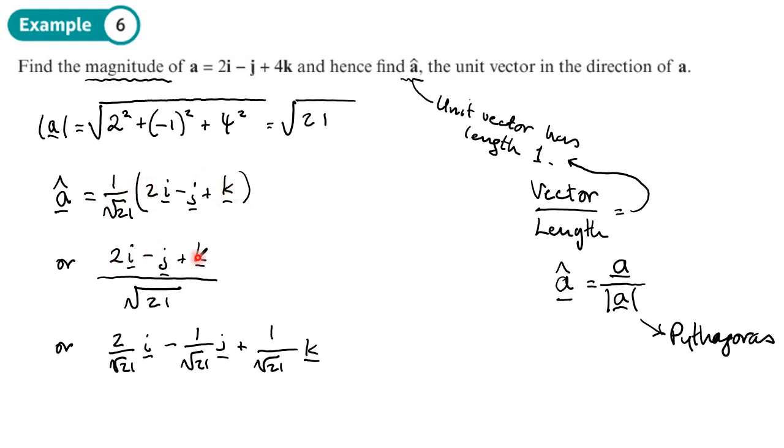They're all acceptable. It all depends on the context and the questions. I think that's probably the easiest one to write out, but they're all equivalent. So you decide which way you prefer. All of these now are unit vectors. The direction is preserved, but the length is now just 1.